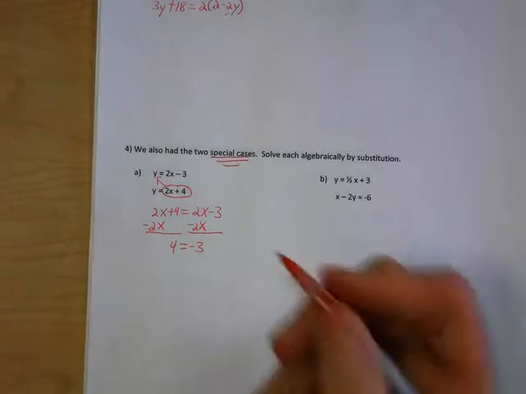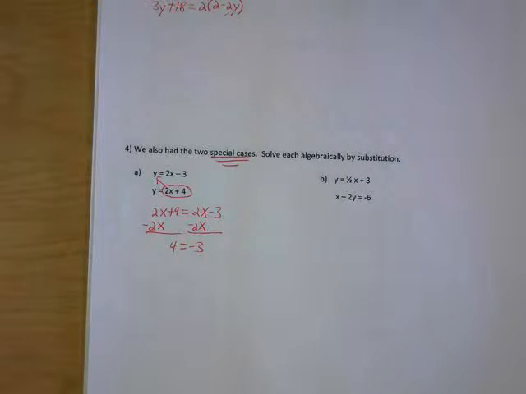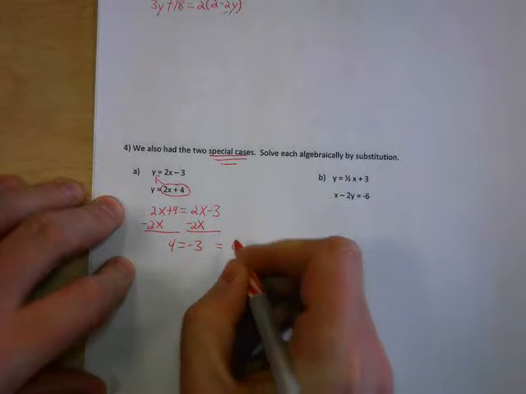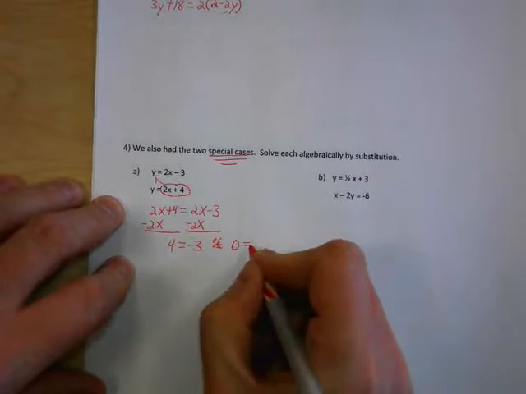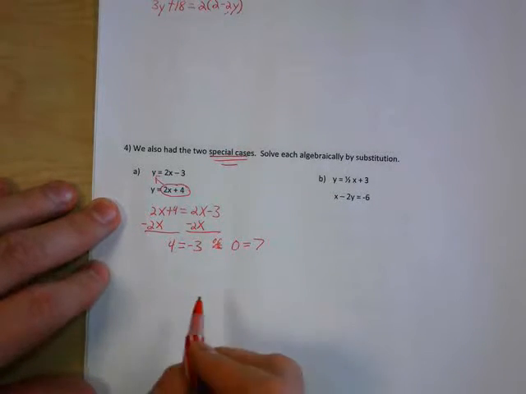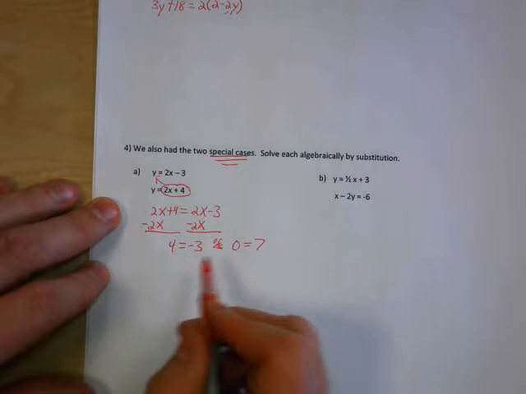Now, people get really freaked out when their x's disappear. In some walks of life, having the x disappear is sometimes a good thing. In this case, what happens when the x disappears? We end up with 4 equals negative 3. Another thing we could do, if we added 3 to each side, we'd have 0 equals 7, or 7 equals 0. Well, what that's telling us is that is never true.